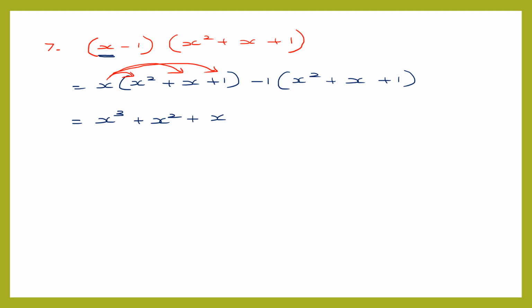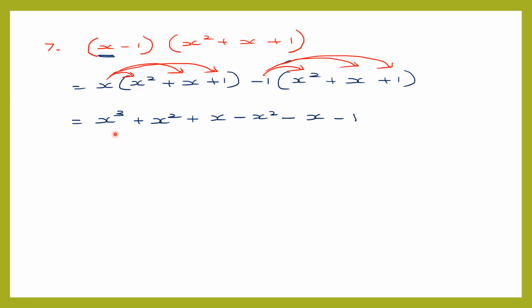Now here let's multiply. First we multiply minus 1 into x square. So that makes it minus x square. Then we multiply minus 1 into plus x. So that becomes minus into plus is minus, so minus x. Then we multiply minus 1 into plus 1. So the sign will become minus, and 1 into 1 is 1 itself.